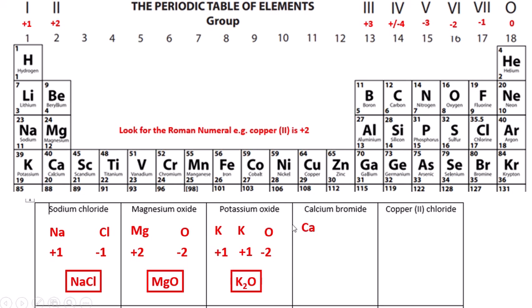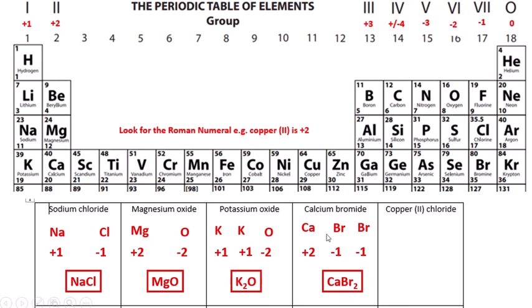Calcium bromide, Ca and Br, so calcium's here +2, bromine is over here -1. The numbers don't balance out, so we need another bromine. So that gives us a total of -2 and +2. So we've had to use one calcium and two bromines, so CaBr2.